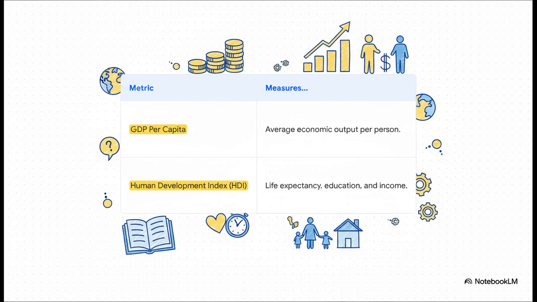Because of all these issues, people have started coming up with other ways to measure progress. A really famous one is the Human Development Index, or HDI. What it does is take income, yeah, it still uses a version of GDP per capita, but it combines it with other really important things, like how long people are expected to live and how many years of schooling they get. It's trying to get a picture of what people are capable of, not just what the economy is producing.